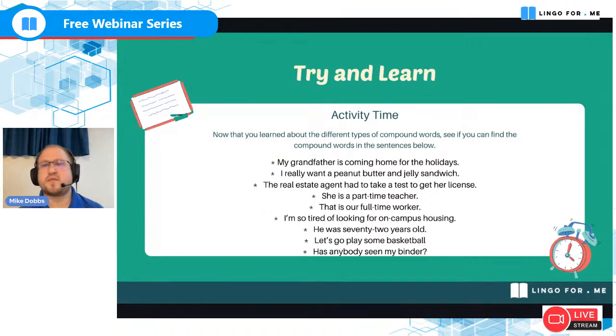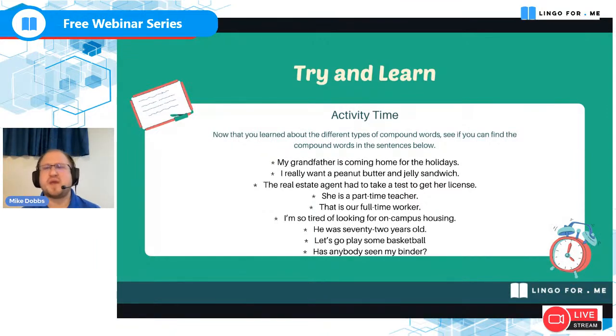So if you remember the closed form, this will be a closed form compound word. And this is the closed form noun. So you have grand and father. A grandfather is either your mother's or your father's father, so the dad or the father of one of your parents. And that's a grandfather. We combine those two words.